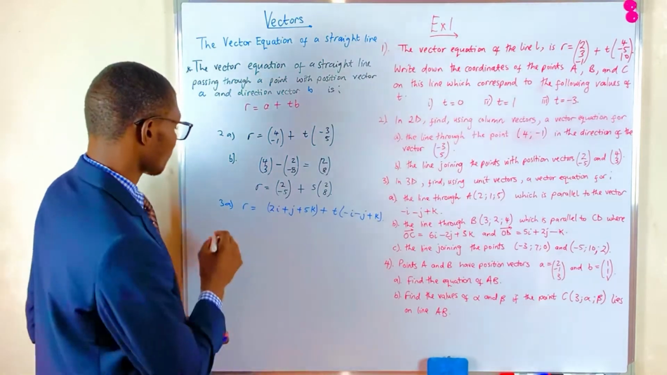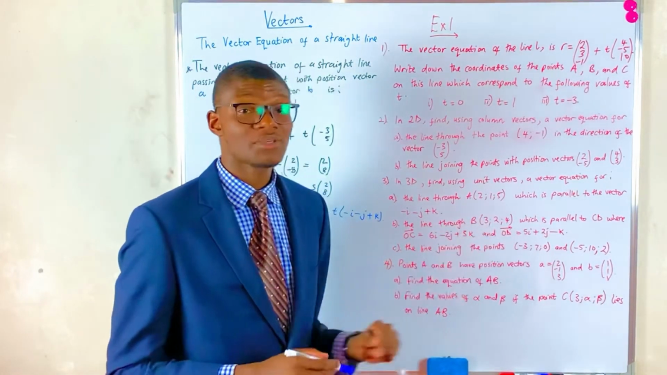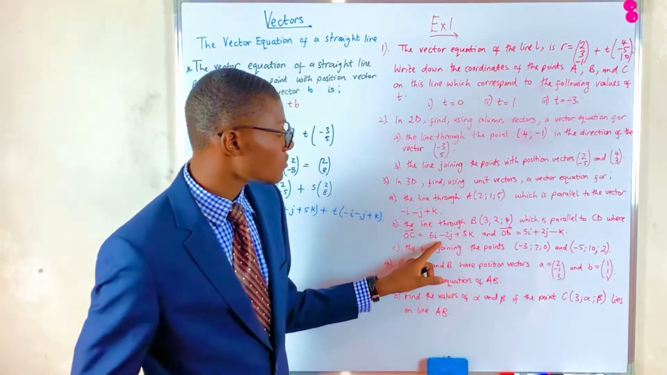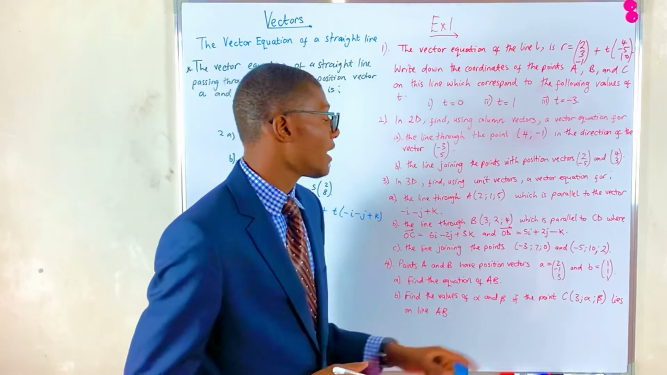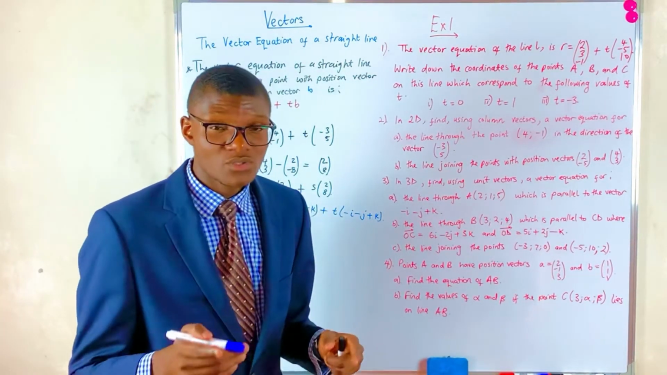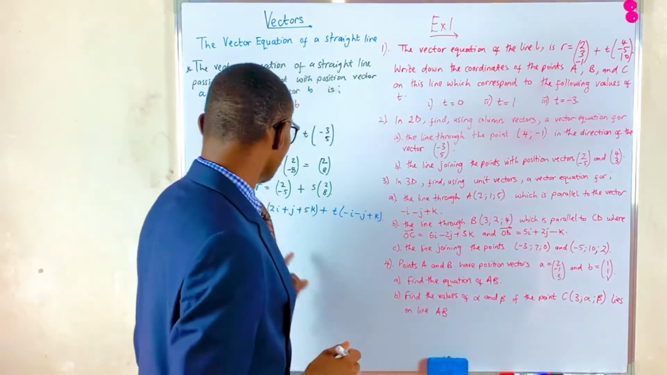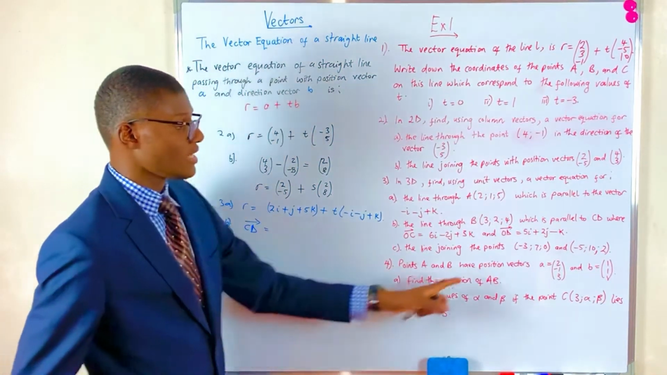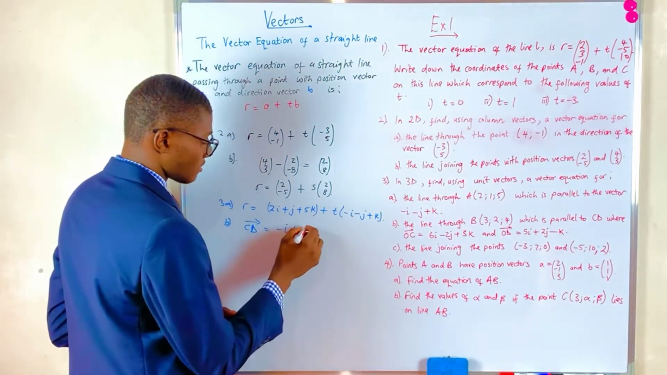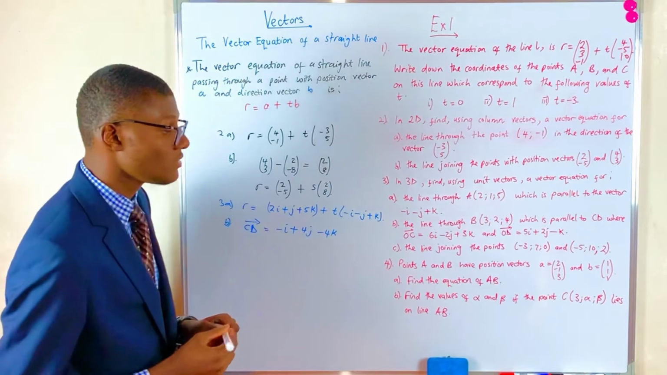And for 3b, now we're told that the line through B, point B being (3, 2, 4), is parallel to CD, where OC is equal to 6i - 2j + 3k, and OD is equal to 5i + 2j - k. So in this case, CD is the direction vector, but we need to calculate our CD first. CD shall be given by OD minus OC. So 5i minus 6i is -i, then 2j minus (-2j) is +4j, and then -k minus 3k is -4k. So that is CD, which is the direction vector.